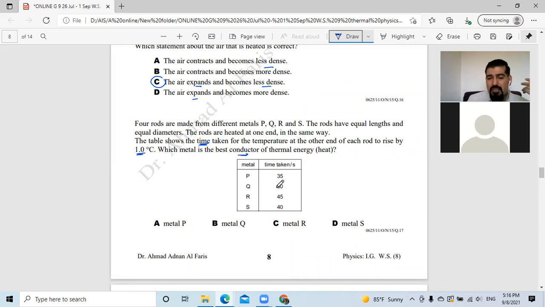The best conductor, that means it has what? The highest temperature, or the longest time, or the shortest time to change its temperature. The best conductor has the shortest time, which is 30 seconds. So the answer is metal what? Metal Q. Yes, thank you, Farah. Metal Q is the correct answer.